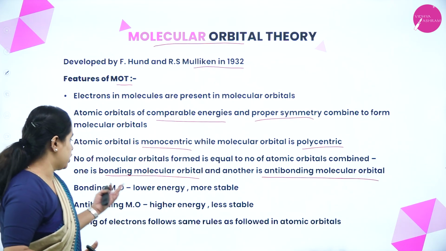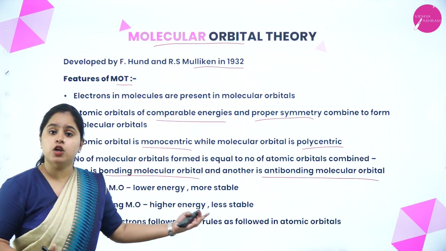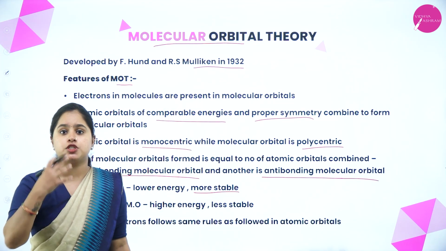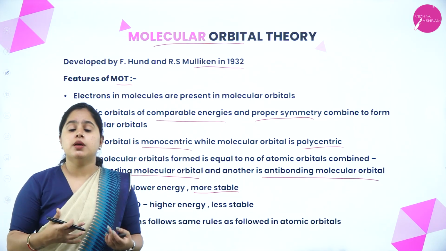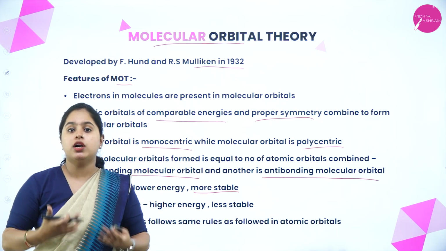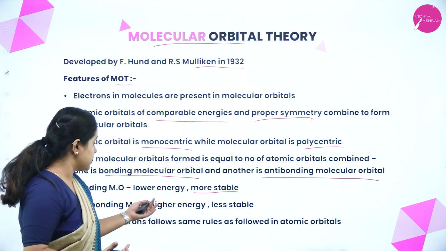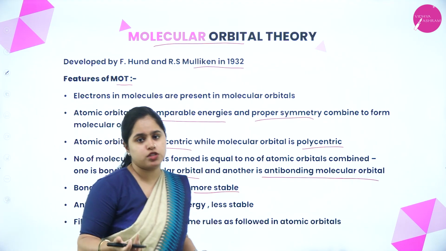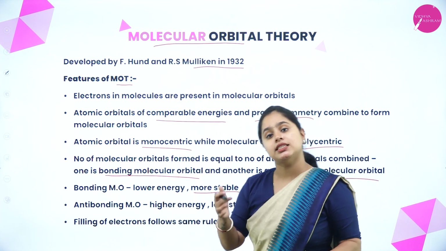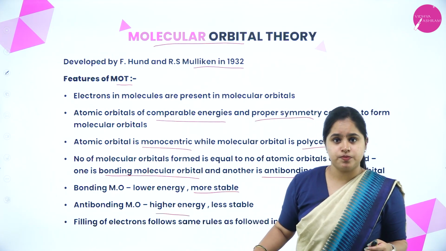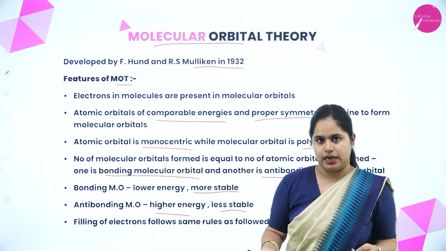The bonding molecular orbital will have lower energy and will be more stable, as the name suggests. In the bonding molecular orbital, the probability of finding the electron is the maximum, and hence it has lower energy and more stability. The next one is the anti-bonding molecular orbital. It has high energy, but is less stable, right?